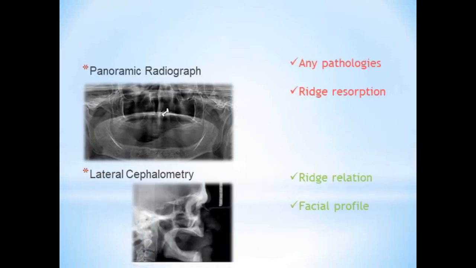So the radiographic investigations for the complete denture fabrication includes the panoramic radiograph and the lateral ceph. So the panoramic radiograph are usually used to find out any pathologies like retained root fragments, unerupted teeth, cysts, tumors, TMJ disorders, and also to check the maxillary sinus for any inflammation, cyst, polyp or tumors, and also the amount of ridge resorption and the quantity and quality of the bone can be assessed. Whereas lateral ceph is used to find out the skeletal relationships of the maxilla and mandible, that is Angle's class 1, class 2, class 3, and also the facial profile.